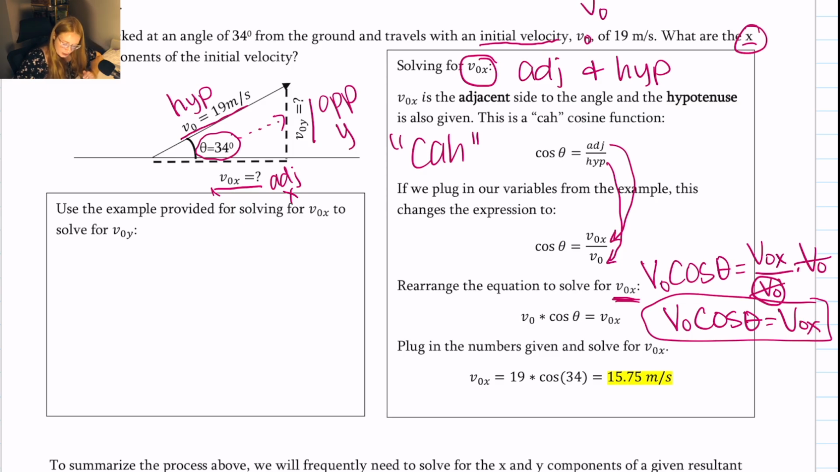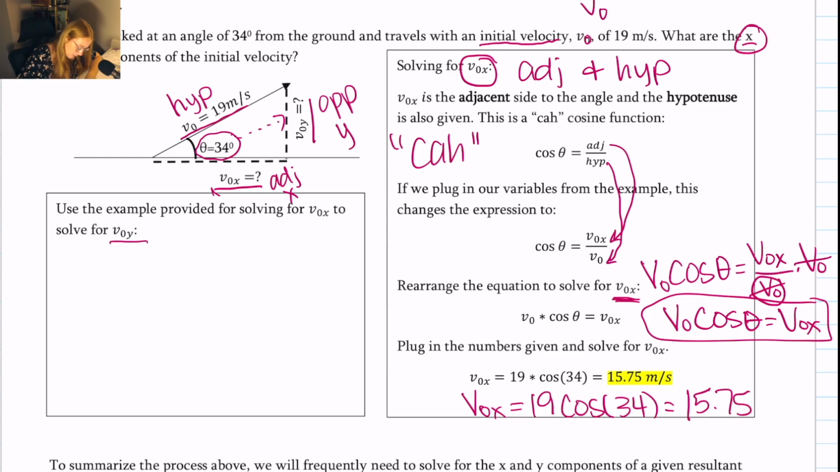Okay, so that would be it rearranged. And then you can actually plug in the numbers to get a value. So if we wanted to know what is Vx, we do V0, which is 19, cosine of the angle, which is 34. Okay, and that gives you 15.75.